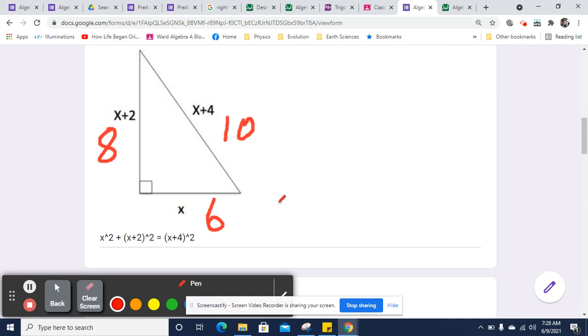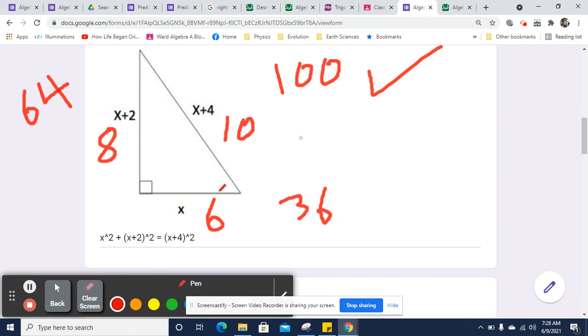And 6 squared is 36. 8 squared is 64. And 10 squared is 100. According to the Pythagorean theorem, this plus this has to equal that for it to be a right triangle, and 36 plus 64 does equal 100. Check. All right, I hope that was helpful.